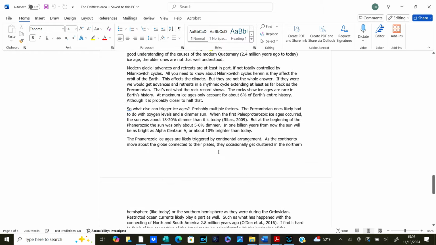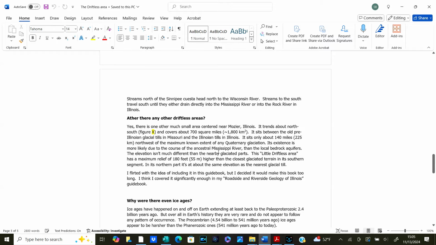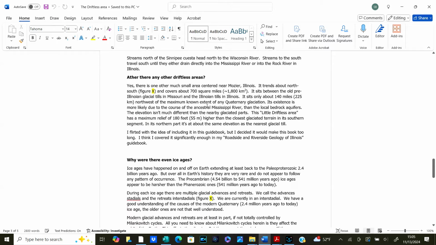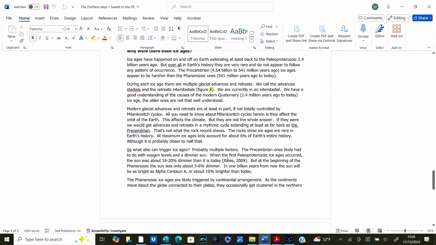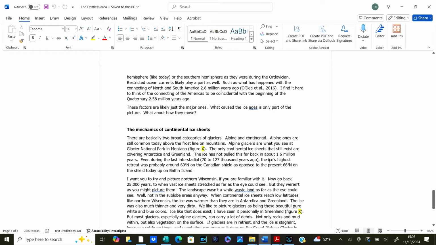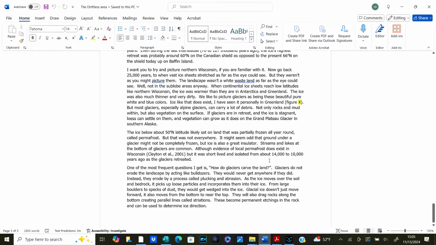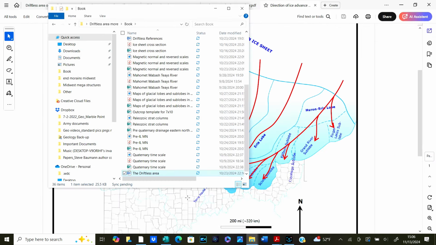Frozen tundra. There's tundra evidence. Why were there even ice ages? Are there any other driftless areas? The little one. Advances, minor glacial advances. I don't think I get into it in this section. Yeah, I don't. Okay. So, I haven't added that part yet. It's written somewhere else.